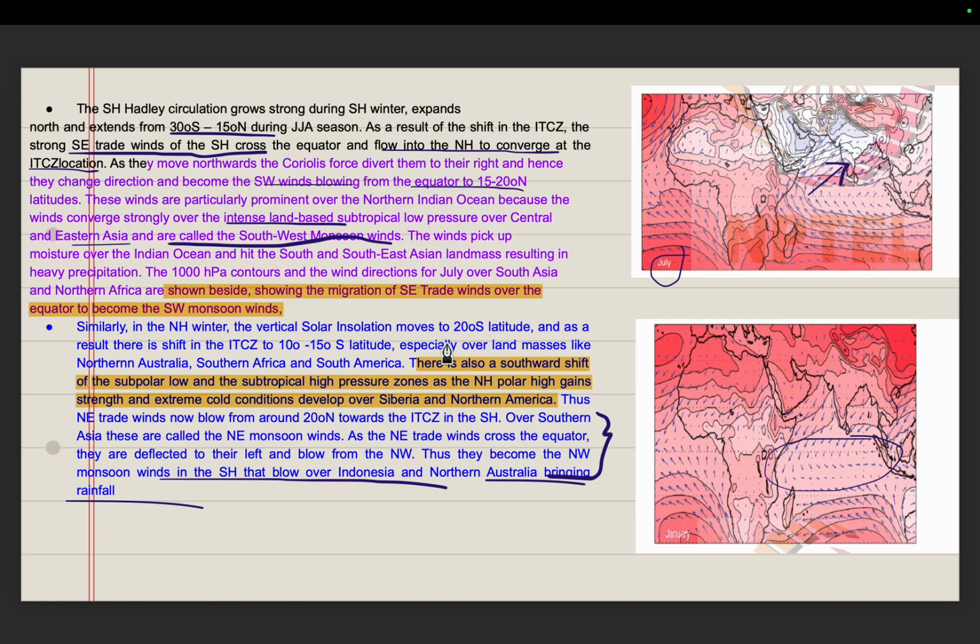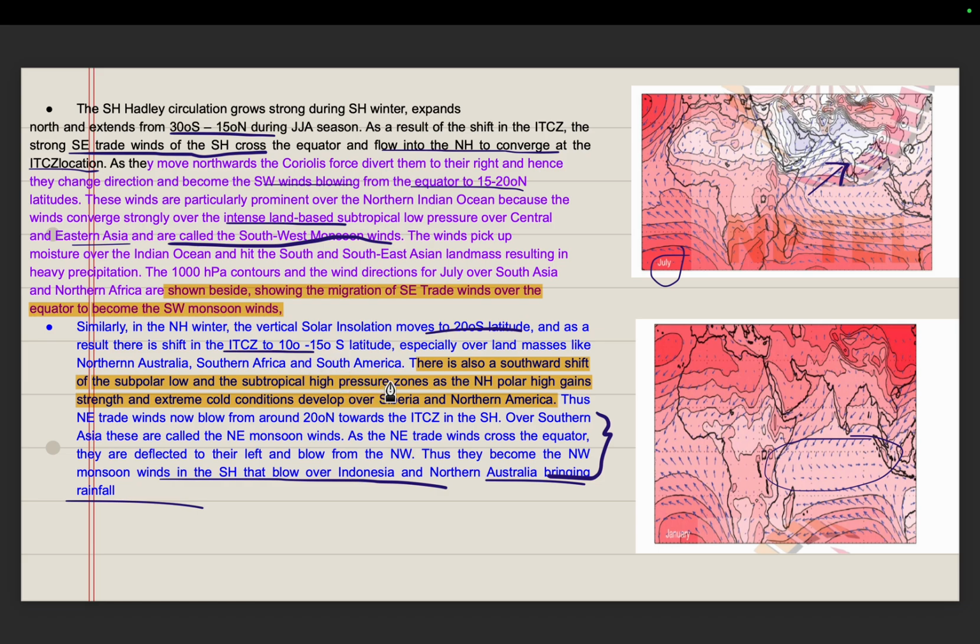This generates due to the migration of the intertropical convergence zone, which occurs due to the direct solar insolation in the northern hemisphere summer. Similarly, when there is a northern hemisphere winter, the vertical solar insolation moves to the 20 degree southern latitudes. As a result, there is a shift of the intertropical convergence zone to the 10 to 15 degree southern latitudes, especially over the land masses like northern Australia, southern Africa and South America.